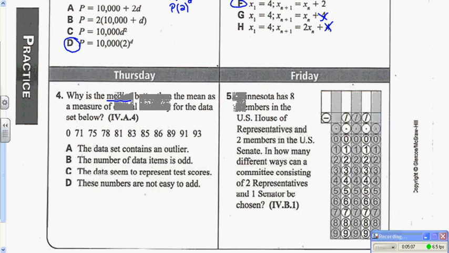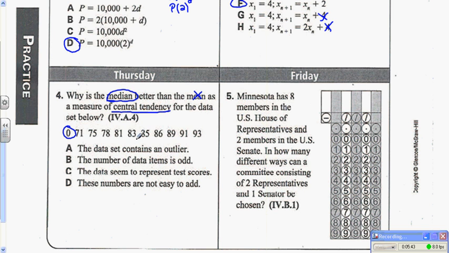Why is the median better than the mean as a measure of central tendency for the data? We're trying to measure the center. So if we looked at all of these, they're all around 70, 80, and 90. So if we were to get the average of those numbers, we'd be around 80 somewhere. But this 0 causes a problem. The 0 is so far removed from those, it's really going to affect our average, or our mean. So because of that 0, the mean is not a good number to use. It will distort the true center of our data.